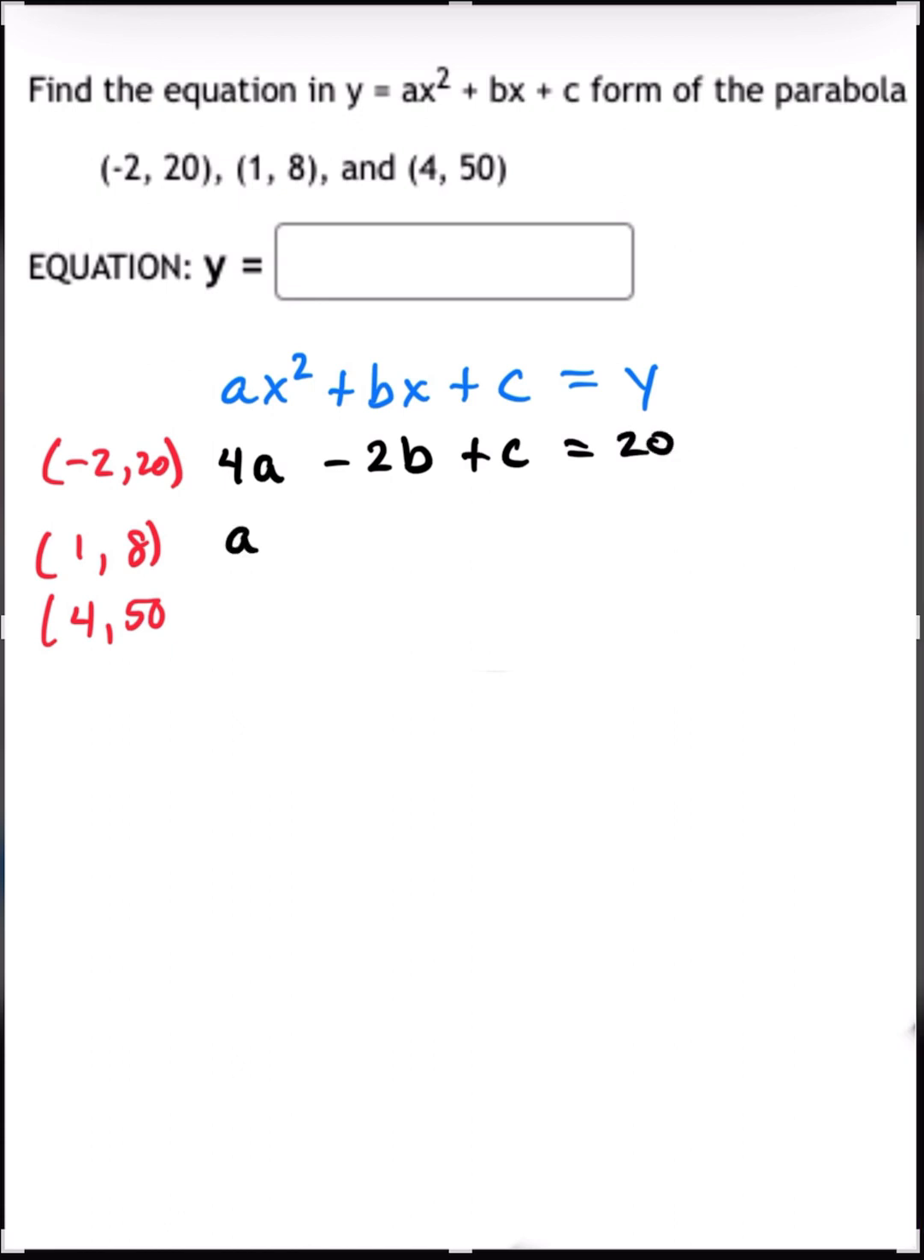Next, I'll put 1 in for x, and I'll have a 1a. And then I'll put 1 in for the one that's right next to the b. That just creates a positive b. The c, you'll notice, always comes out plus c. And then as I put in 8 for y, I'll have equals 8.